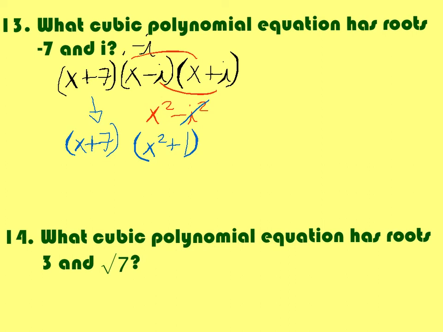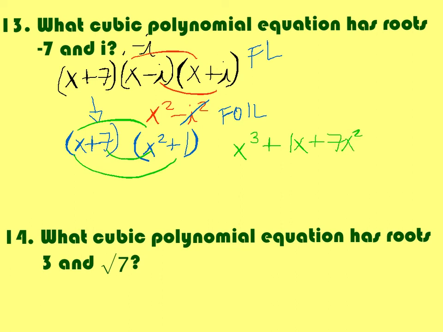Alright, and now we're going to do FOIL. Up here we just did Florida, first times last, and now we're going to do all of FOIL. First times first, I get x cubed. Outsides, I get 1x. Insides, I get 7x squared. And last, I get 7. Now I just have to put it in standard form. So my answer is x cubed plus 7x squared plus x plus 7. This is my final answer.